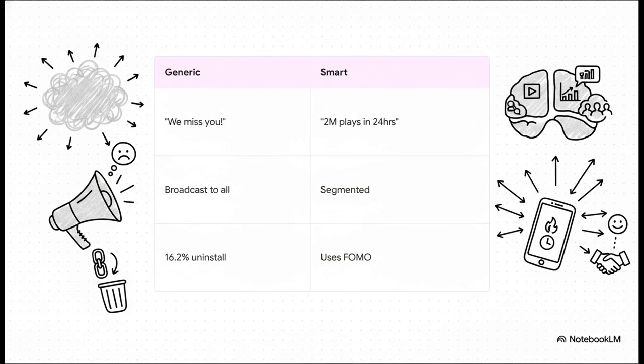Modern platforms do this by ditching generic noise for smart engagement. Blasting out a generic, "We miss you" message to everyone? Yeah, terrible idea. Smart platforms use behavioral segmentation. They track what users actually watch to send hyper-personalized updates. So instead of feeling like corporate spam, they get a ping saying, "Hey, this 30-second mystery got 2 million plays in 24 hours, and 5 people in your network are talking about it." See the difference? It feels like a text from a friend.